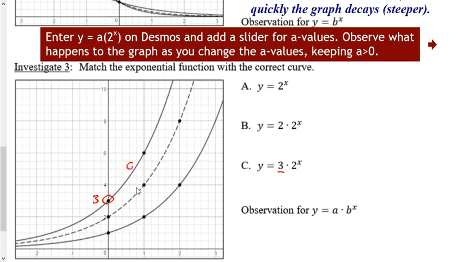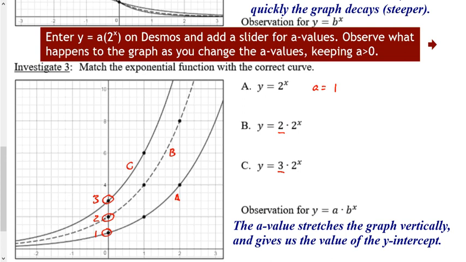Here I have an a value of 2. There I have a y-intercept of 2. This is going to be the graph B. Here I had an a value that was equal to 1. I didn't write it in because 1 times anything, the 1 just disappears. But here we have that y-intercept of 1, and this would correspond to the graph A. So what observation can we make? Well, as was just stated, the a value stretches the graph vertically and gives us the value of the y-intercept.